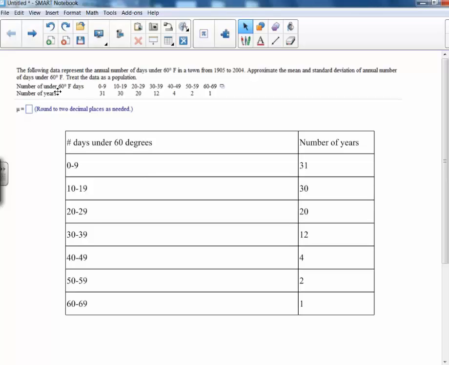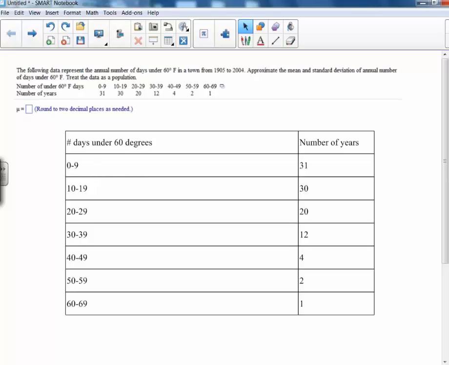All right, so they have a data here, and what I've done is I've just taken what they've given us and converted it into columns, just so that it mimics what I'm going to do with the calculator in just a minute. But when I look at the number of days under 60 degrees, I see classes here, or bins, and so the first one runs from 0 to 9, 10 to 19 for the second one, 20 to 29 for the third one, and so on. And then the number of years are telling me that there are 31 years where the number of days under 60 degrees was between 0 and 9.